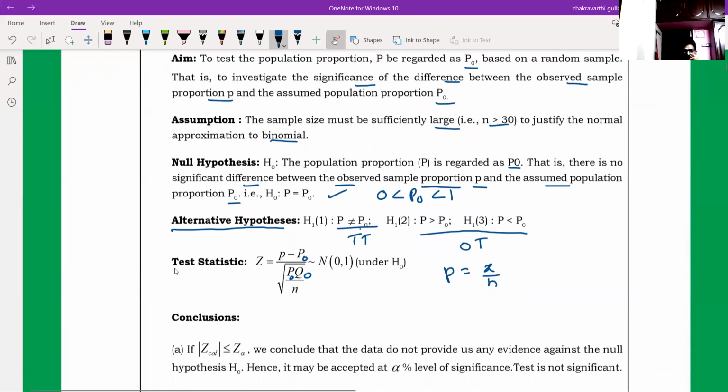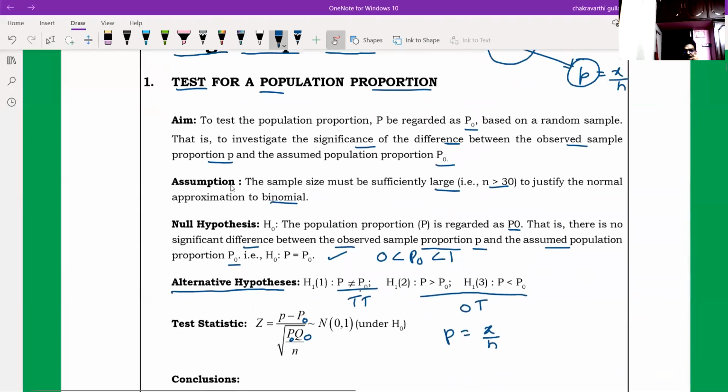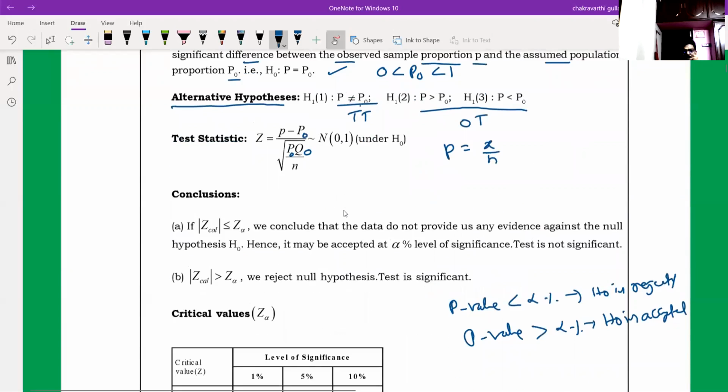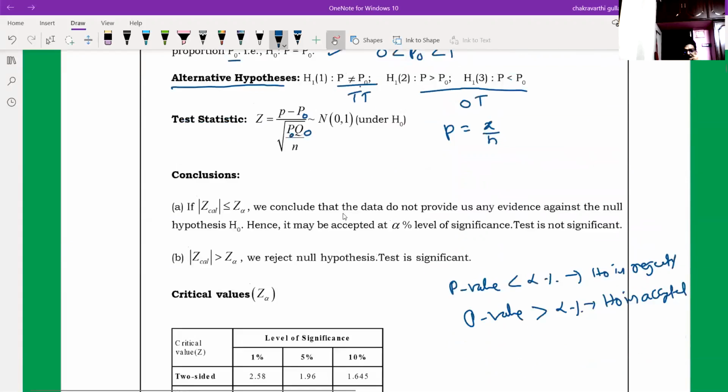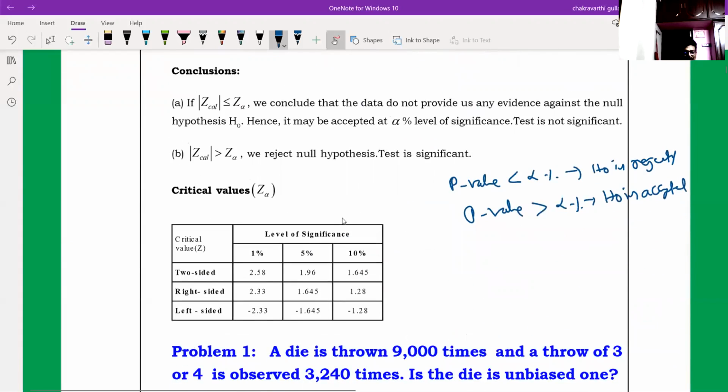Now here the students can mainly concentrate on the test statistics and also the null hypothesis. What is the assumption of the large sample test? What is the aim of the test for population proportion? These are very, very important theoretical bits from the regional-wide and national-wide examination point of view.